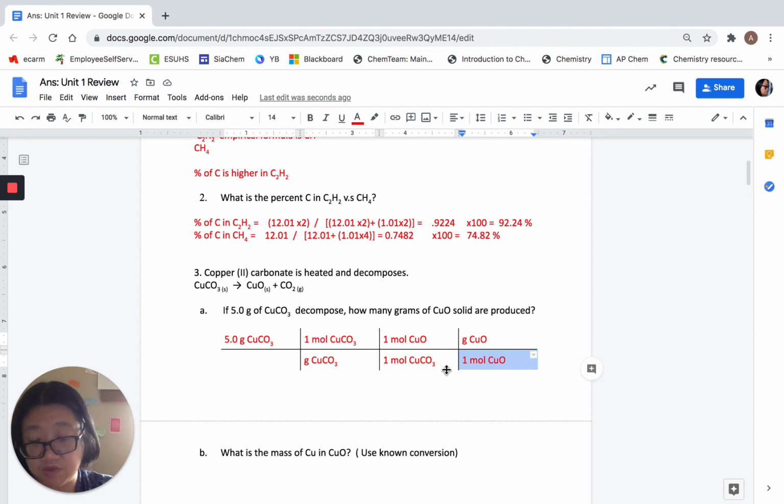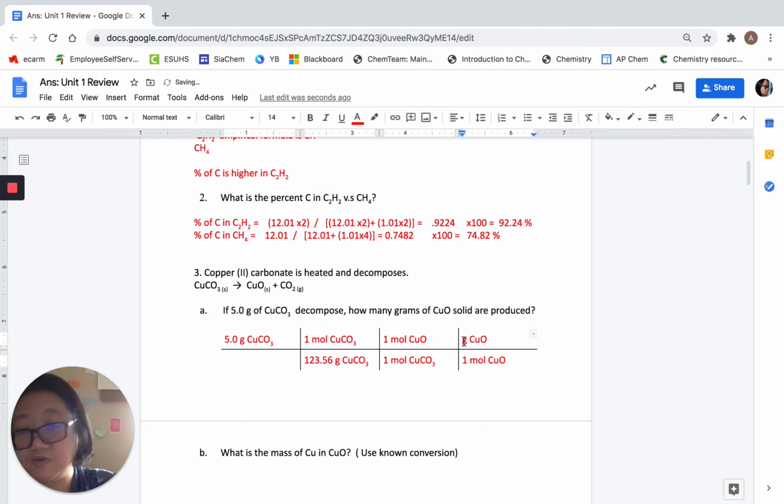CuCO3, 63.55 plus 12.01 plus 16 times 3. So 123.56.